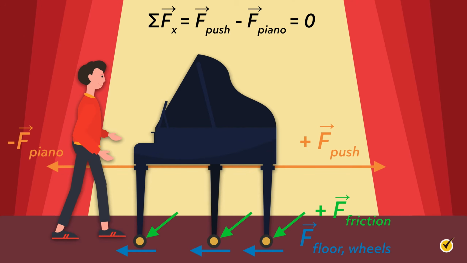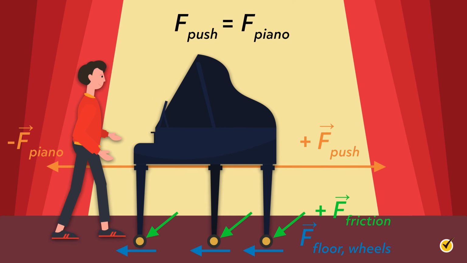Since the piano has a constant speed of 0 and no direction, we can state Newton's first law as the sum of the forces is equal to the push force minus the force of the piano. This implies that the positive push force is equal to the negative pull force from the piano.